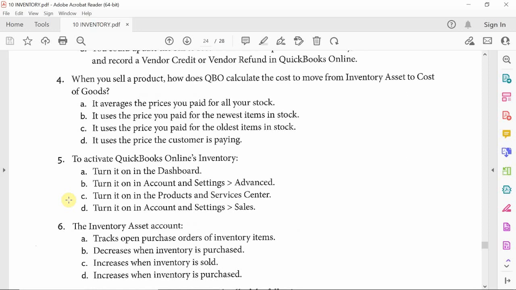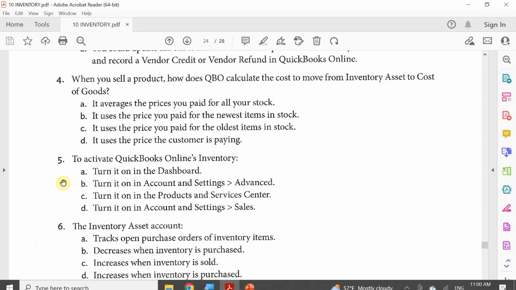So in the very beginning of chapter 10, the first thing it told you is to go to your account settings, go to your sales tab, and click on yes, I want to track inventory, and keep track of quantity on hand. That was the first thing we had to do in chapter 10. So that is letter D. You do need to go to the account settings under the sales tab.